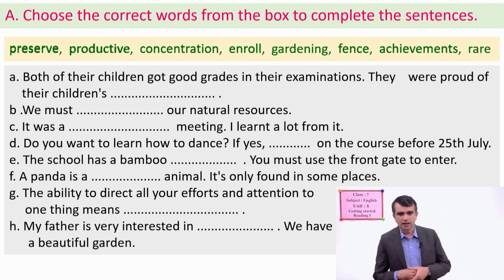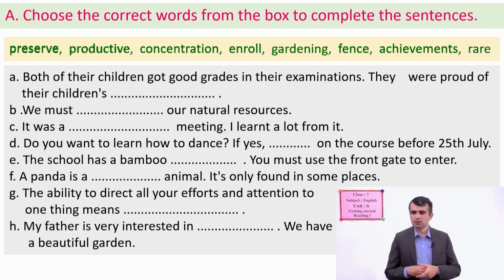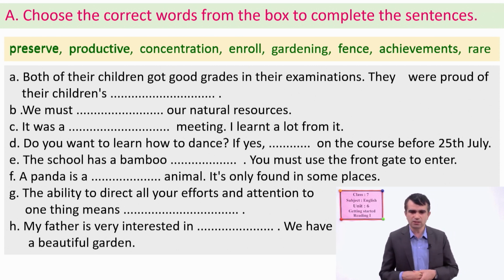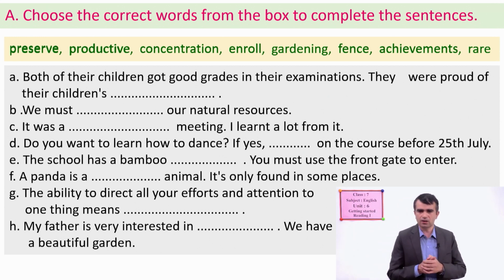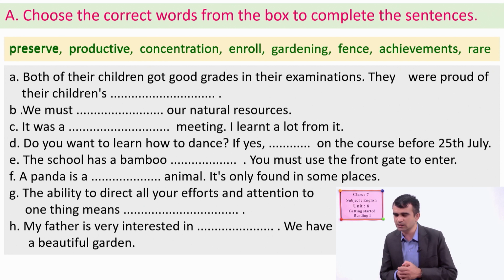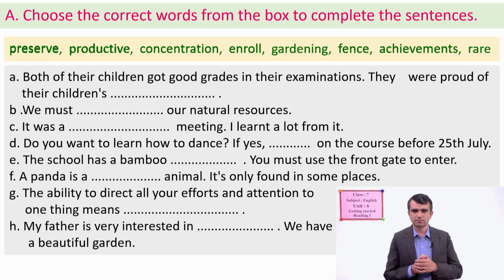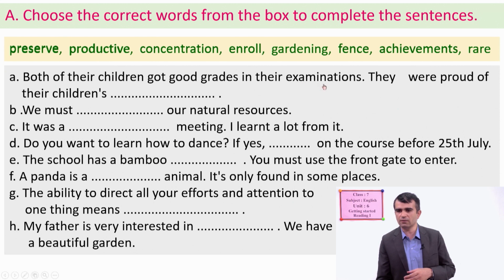Now there are 8 statements. You should supply the words from the list to complete the sentences. Now be ready, please. As I read the question, you should tell me the words. Now first, number A, both of their children got good grades in their examinations. They were proud of their children's what? What should be the word? Preserve, productive, concentration, enroll, gardening, fence, achievement, or rare.